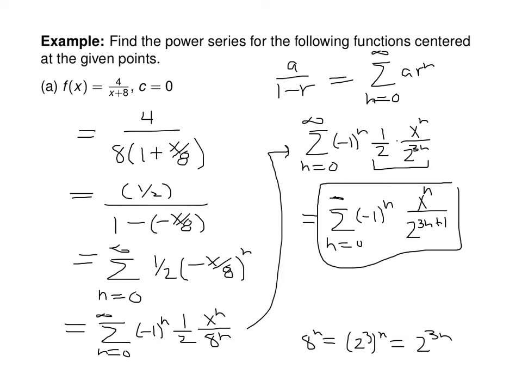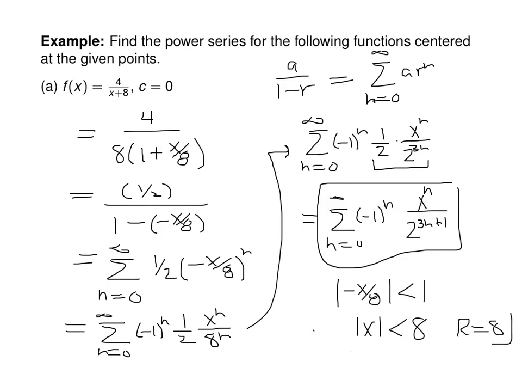I didn't ask for radius of convergence, but I think I forgot to. So this will converge as long as the absolute value of negative x over 8 is less than 1, which means the absolute value of x is less than 8. Hence, the radius of convergence r is equal to 8.